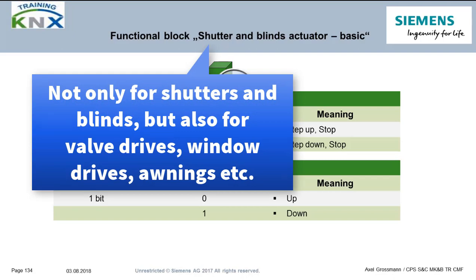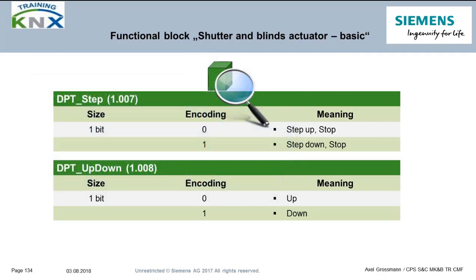We require a stop function in addition to a travel command that goes in two directions, as we have already discussed in the chapter Bus Devices. The question was, what should the data point type look like? It was agreed to make it as easy as possible and, above all, to make it compatible with other functions. Therefore, two data point types have been defined: the up-down type 1008 and the step-stop type 1007.